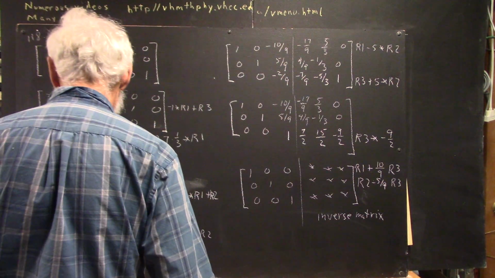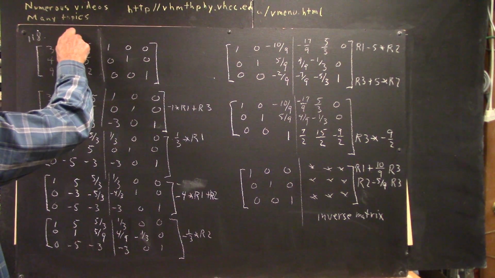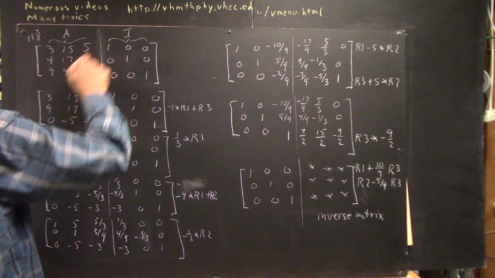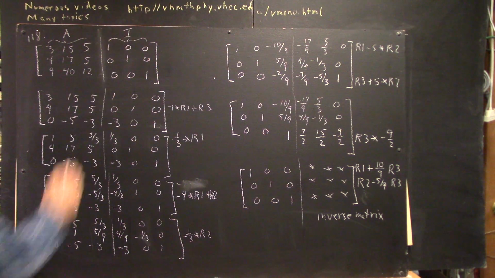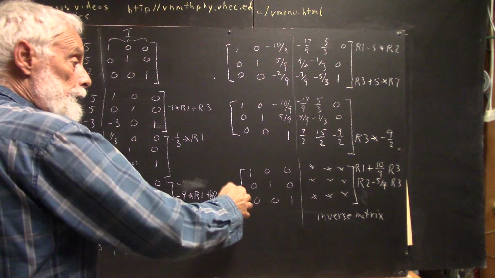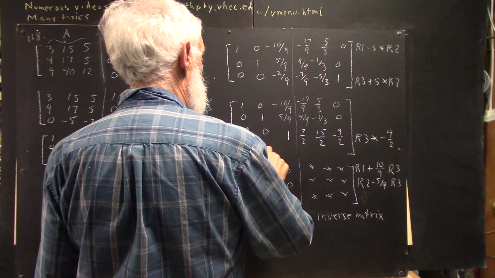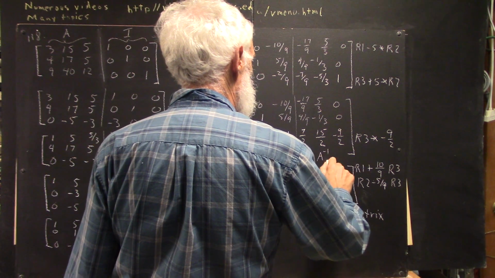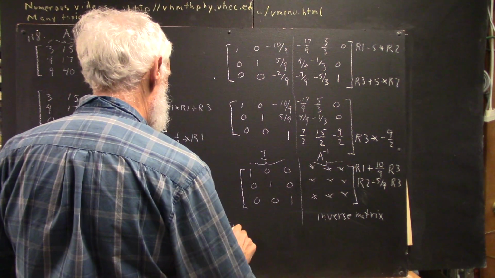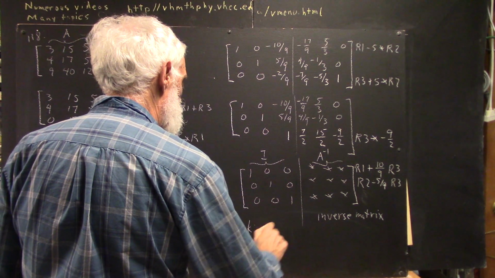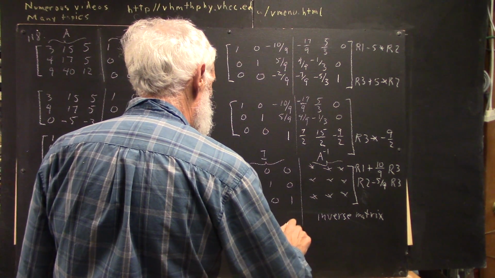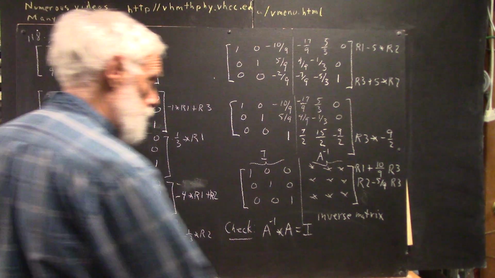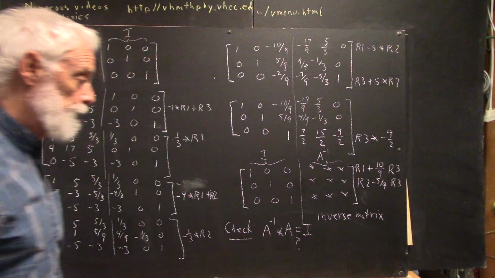So if we call this matrix the A matrix, this matrix is the identity matrix. So you got the A matrix augmented by the identity matrix. When we get down here, we have here the identity matrix, and we have A inverse. Then we can check this, because if you multiply A inverse times A, it should equal the identity matrix. So you check this and see whether it's so.